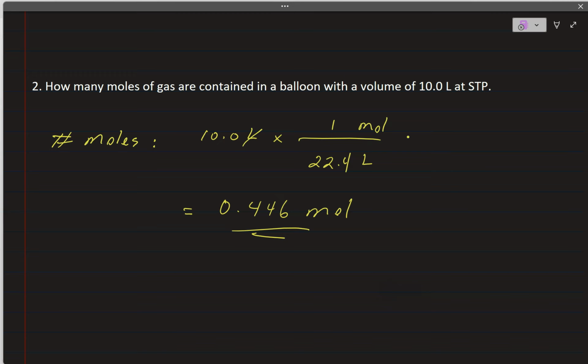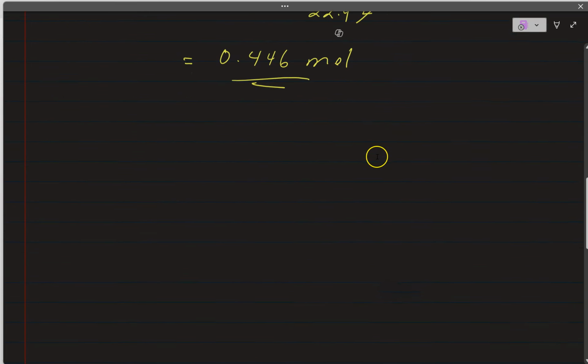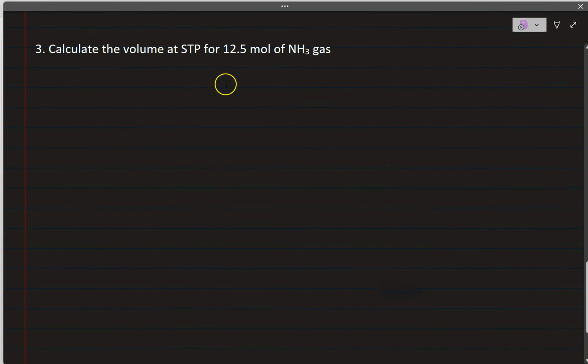Excellent. Simple as that. Again, liter divided by liter. Don't confuse it, don't make it complicated. You just write what it is that you want, and then do the conversion using dimensional analysis and unit conversion. Very nice. Next one, question number 3. Calculate the volume at STP, the number of liters, for 12.5 mole of NH3 gas. Now, be careful with this again.